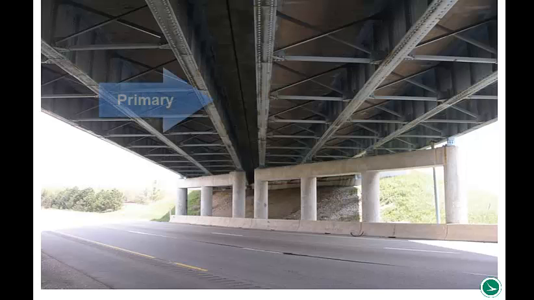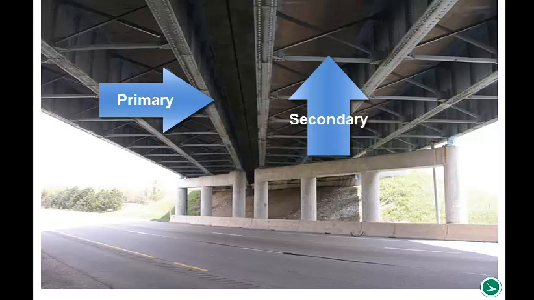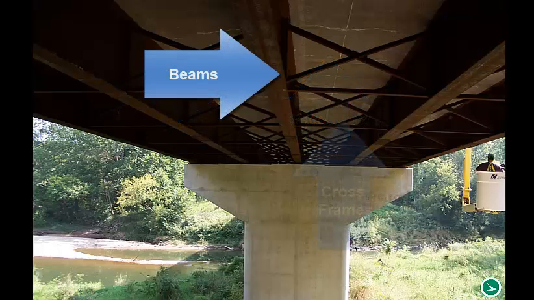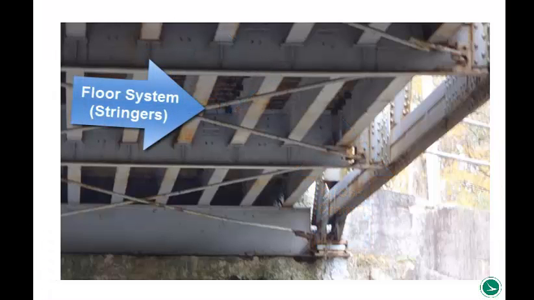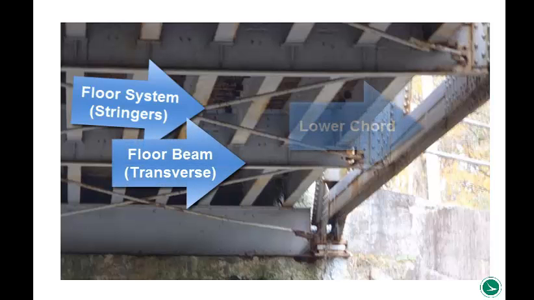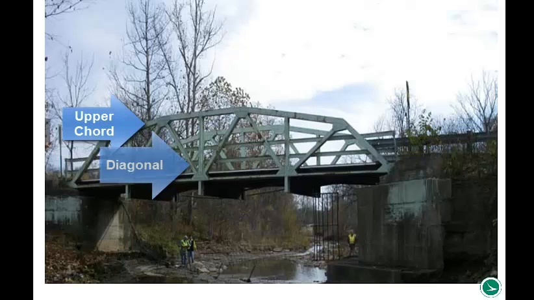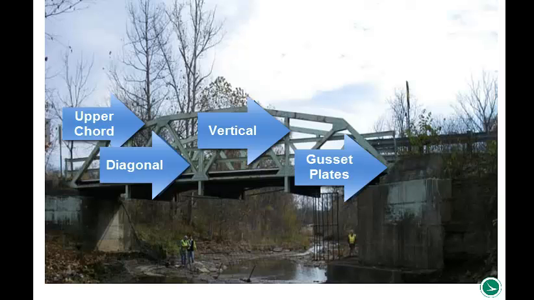This is a continuous steel beam bridge, and this guidance is directly related to the primary elements and the secondary elements. So you have one chart or one guidance for everything that's steel. Once you start thinking about everything that's steel, it's your 836, it's your 588, it's your beams, your cross frames. For your trusses, it's your floor system, including your stringers, your longitudinal elements, your floor beams, your transverse elements, your lower chord, your upper chord, diagonals, gusset plates, verticals.